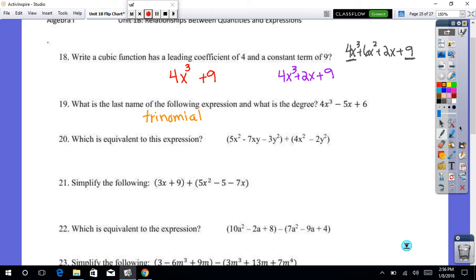Which is equivalent. So basically they want you to simplify our polynomial. So we are adding like terms here. 5x squared, 4x squared, 9x squared. 7xy does not have a match, so it goes next all by itself. And then we have a negative 3y squared and a negative 2y squared, which is negative 5y squared.